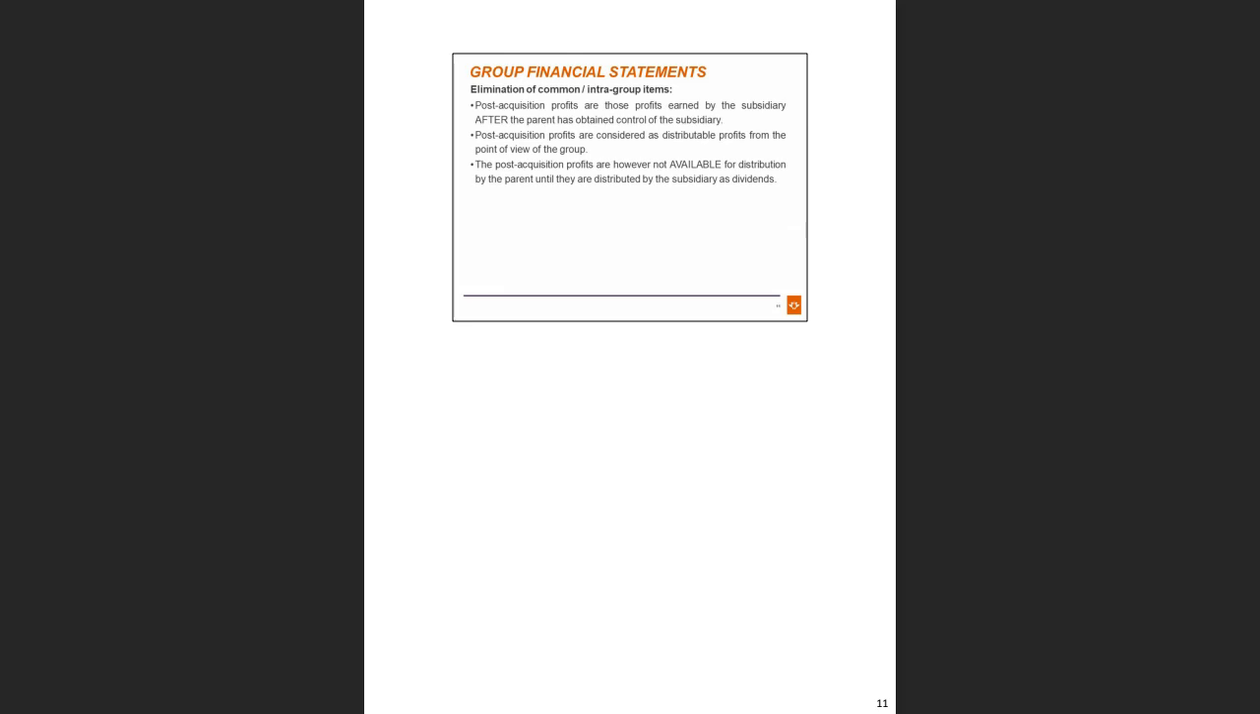So here this just explains the slide which I have explained already, but I'll just explain it again. Basically, the post-acquisition profits are profits that are earned by the subsidiary after the parent has obtained control of the subsidiary. So it's from acquisition date. These post-acquisition profits are considered as distributable profits from the point of view of the group. The post-acquisition profits are not available for distribution by the parent until they are distributed by the subsidiary as dividends. Okay, so that's just the extra point there.